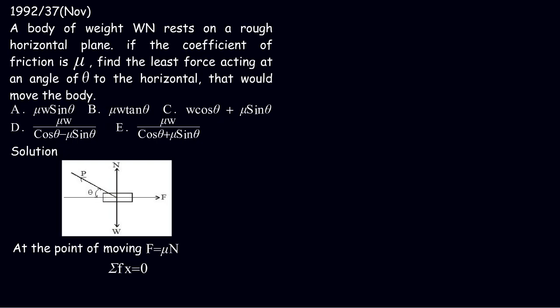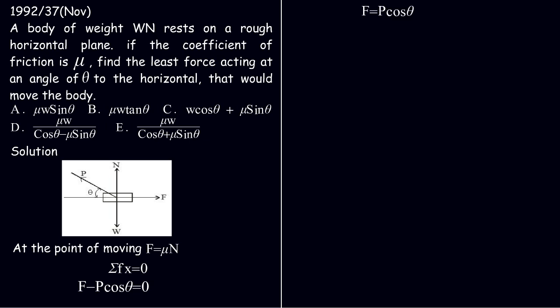Now in our question we have two horizontal forces, which is F, our frictional force, and P cos theta, the horizontal component of P. Since they are both in opposite direction, F minus P cos theta will be equals to 0. So therefore F will be equals to P cos theta, and mu N will be equals to P cos theta, since F is equals to mu N. This will be our equation 1.